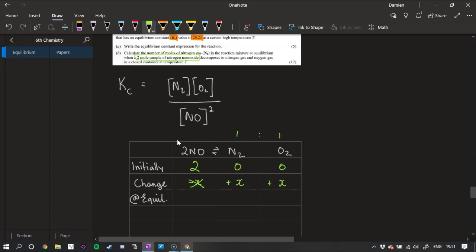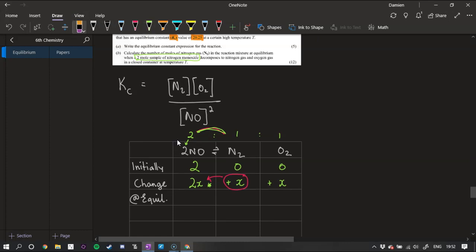The reason why is because this is a 2 here, so this is a 2:1 ratio. Whatever we have here, because it's a 2:1 ratio, this one here has got to be doubled on the left hand side. So this one here has got to be 2x. The reason this is 2x is because of the 2:1 ratio up at the top.